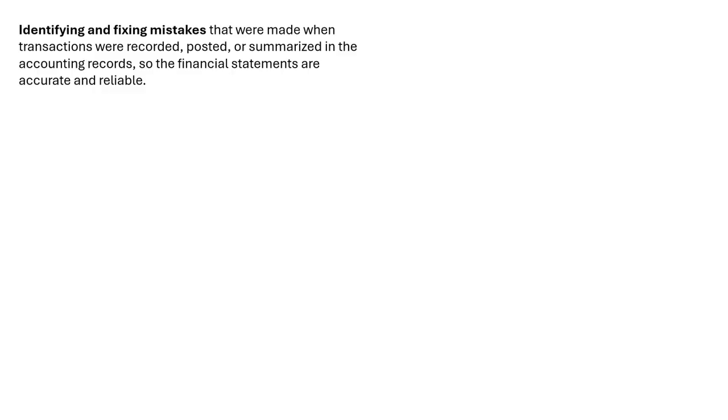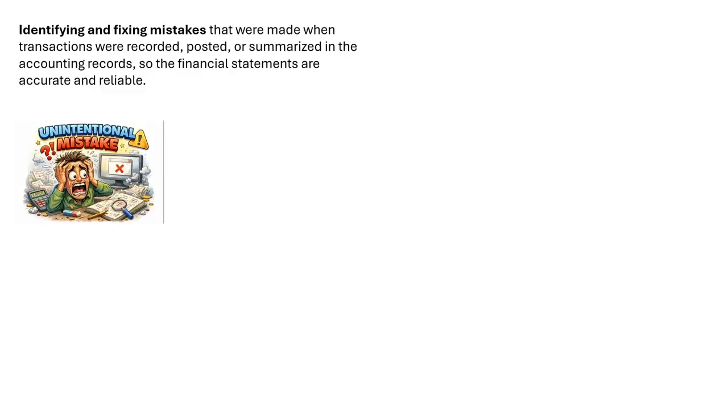In accounting, errors fall into two main categories. Unintentional errors, these are honest mistakes. They happen without any intention to deceive or mislead users of financial statements. Most accounting errors we deal with in daily work are unintentional.